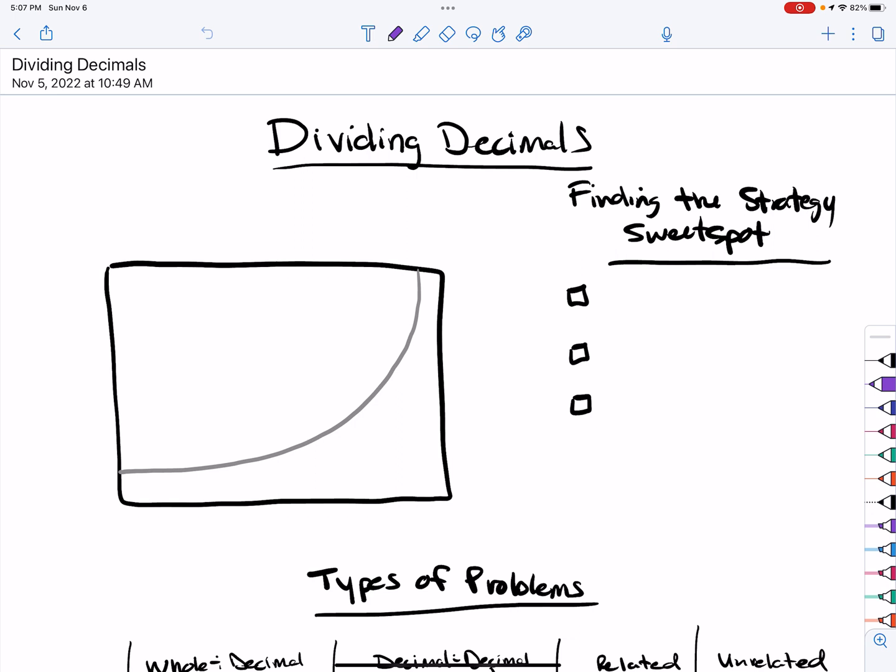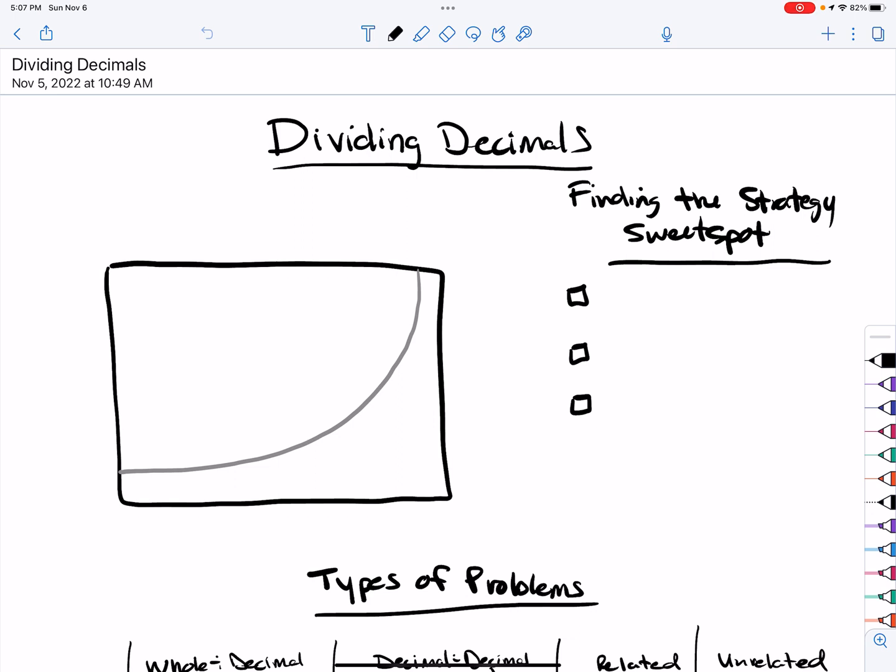So I encourage you to pause, rewind, and watch the parts over and over if you get stuck or if you get lost in the solutions here. So we're going to start out here with this picture on the left of this graph. And when I look at this picture, I think about these different strategies and the different problem types.